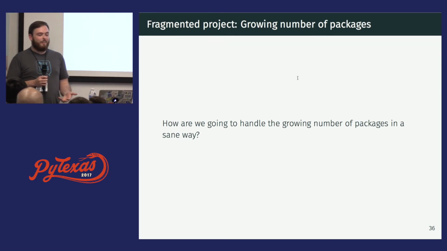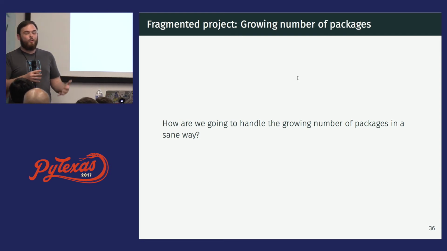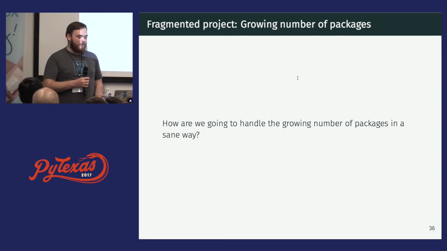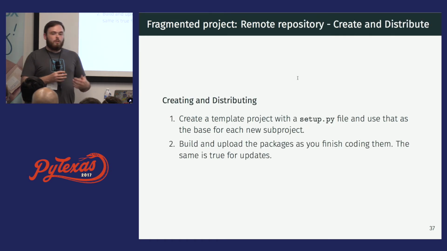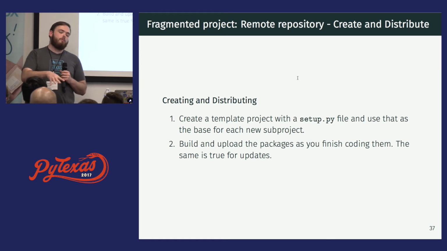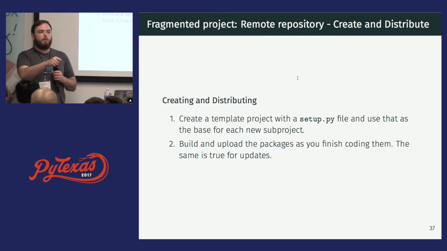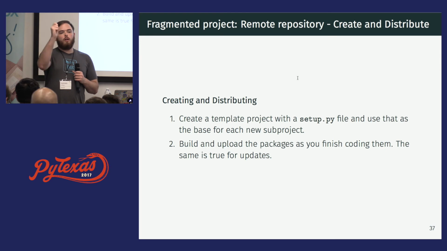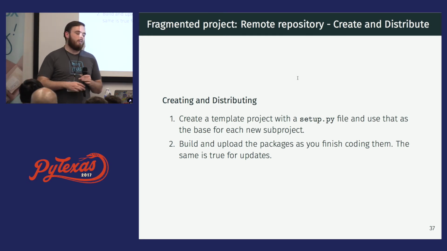So the other issue that we're dealing with is that, especially now, we're ending up with a whole ton of packages. How do we manage this? First off, for the creation part, where you're actually creating them, an idea would be to create a template directory in which you create a setup.py file with all of the configuration parameters that are going to be identical across the projects, and then just copy and paste where needed.